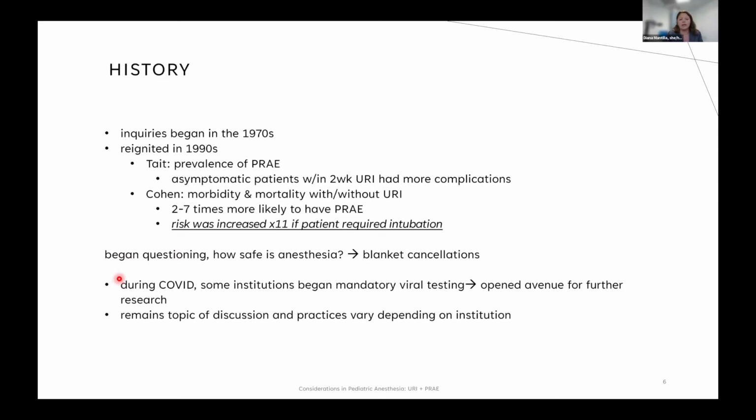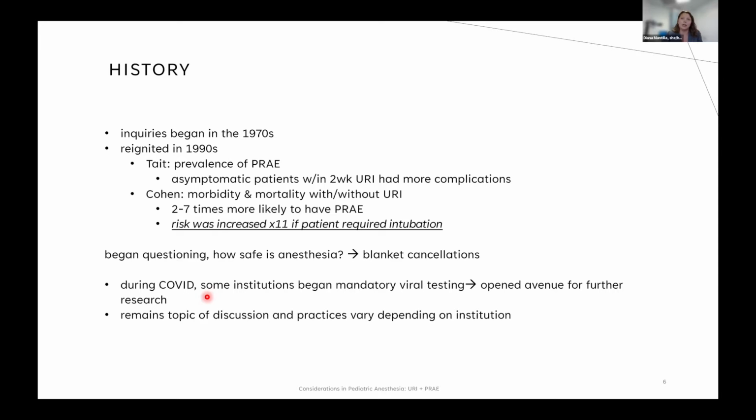So with that 1990s research, there began questioning. How safe is anesthesia for this cohort of kids that are sick and running around? And that really resulted in blanket cancellations. We're not going to do this elective surgery. We're not going to do this semi-elective surgery. We're going to delay your surgery.